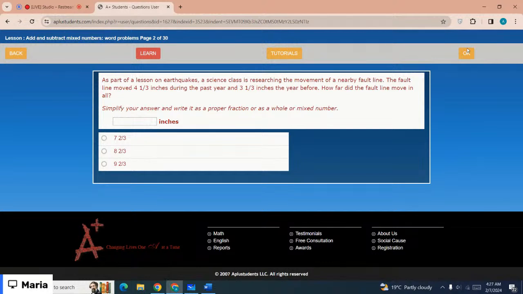Okay, so you have to see how far the fault line moved in all. That means you have to add 4 whole 1 by 3 plus 3 whole 1 by 3. You simply need to add them. So 4 plus 3 is 7 and 1 plus 1 is 2. So that is 7 whole 2 over 3. Option number 1 is the correct option. Got it?